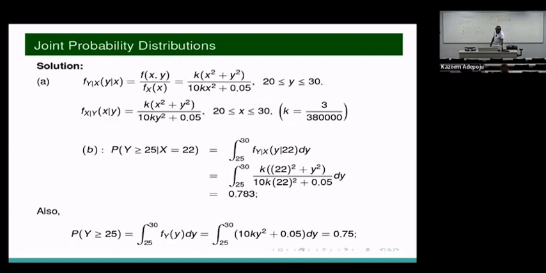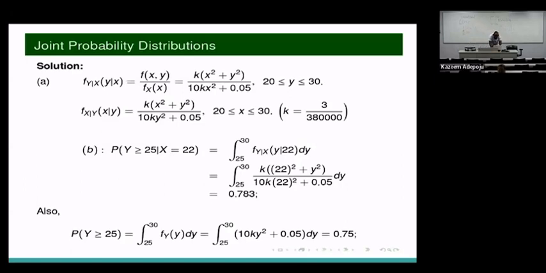Now if you get your k very well, your k would be 3 over 380,000. Okay, you can try that. Now look at question B. Find the probability of y greater than or equal to 25, given x equal to 22.